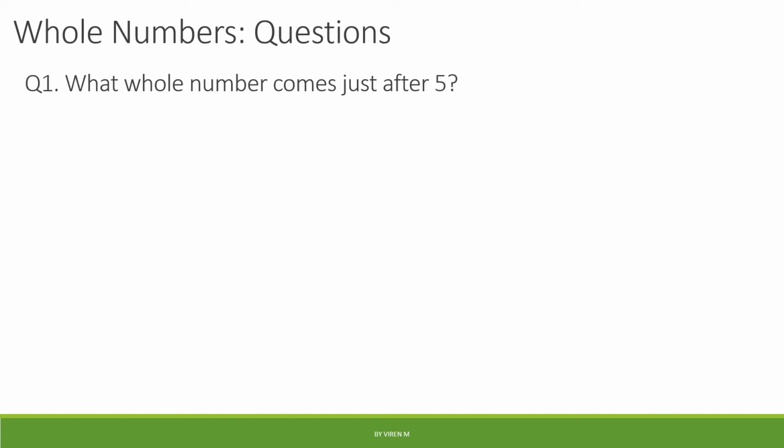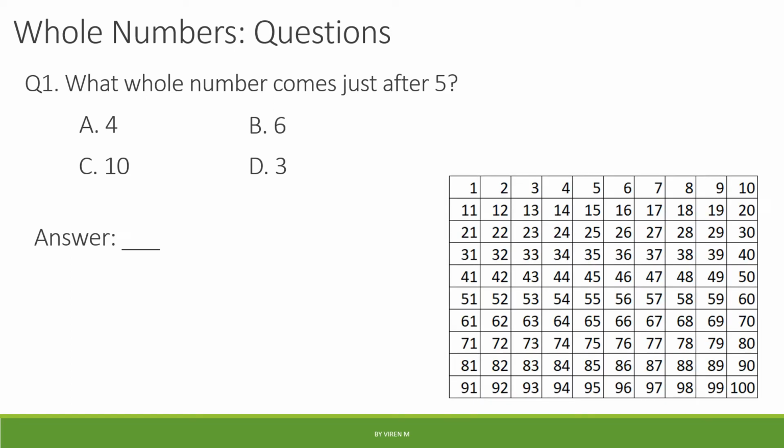The first question is, what whole number comes just after 5? We have the options A, B, C, and D. It should be very simple to give this answer as option B, which is 6. However, let's check it out in the number chart. On the number chart, as you can see, we have highlighted the number 5 and the next number after 5 is 6, so the answer is 6. Now 6 is option B, so the answer is B.